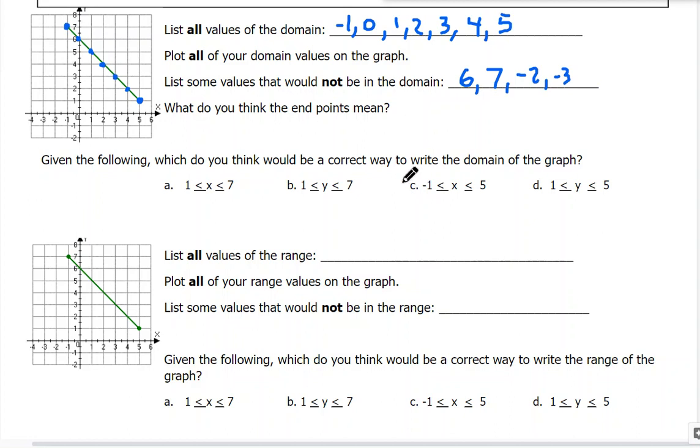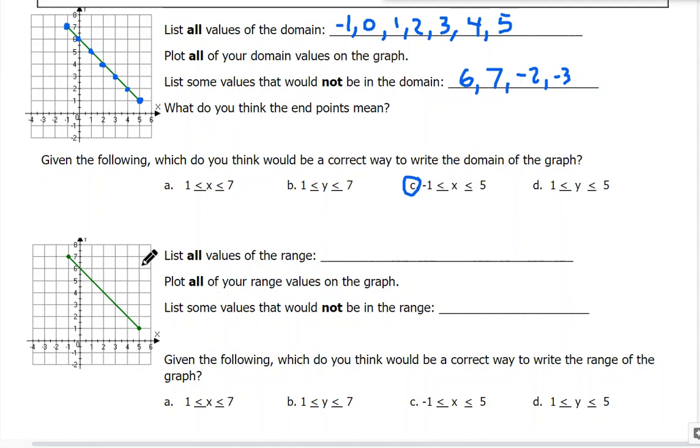So how could I write that as an inequality? All my x values are between -1 and 5. That means x has to be bigger than or equal to -1, but smaller than or equal to 5. So that would be C here, because x is bigger than or equal to -1, and it's less than or equal to 5.